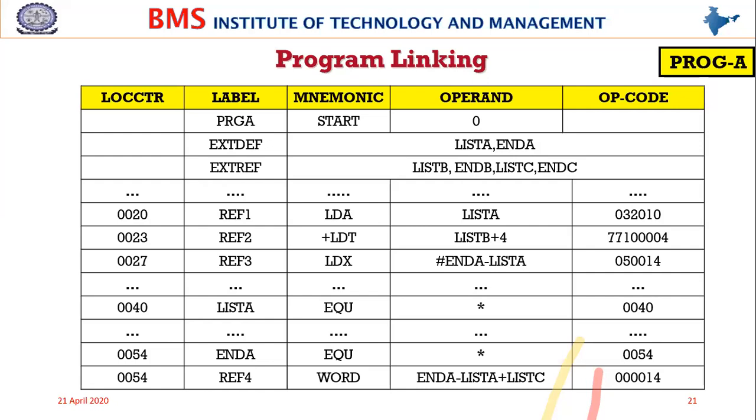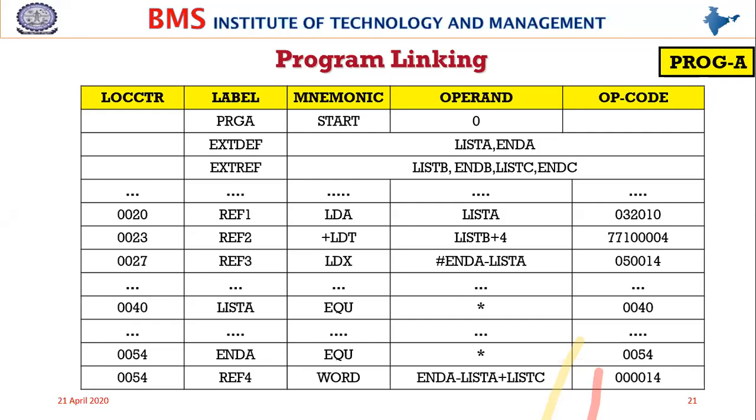And see further at 0040 we have list A's definition, which is equal to star, meaning the current value of the location counter, which we have seen already during expressions. And then after some time at 0054 we have NDA, which is equal to star again. So it is going to have the value 0054. List A's address is going to be 0040 and NDA's address is going to be 0054.